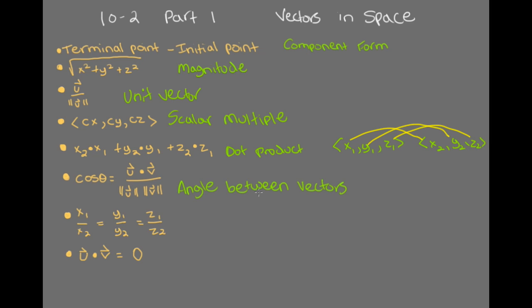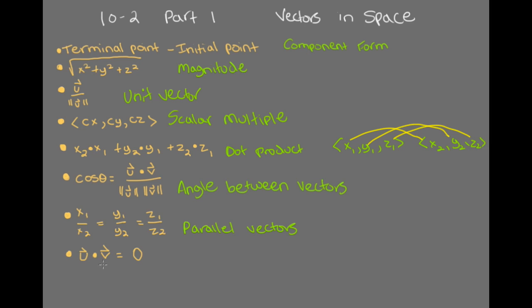Over here we have x1 over x2 is equal to y1 over y2 is equal to z1 over z2. Basically what we're finding is that the x, y, and z components are all proportional, which shows us that both vectors are parallel. Alternatively, we can plug both of these vectors into this formula here, and we'll get a value that's undefined because there's no angle between the two vectors as they never intersect.